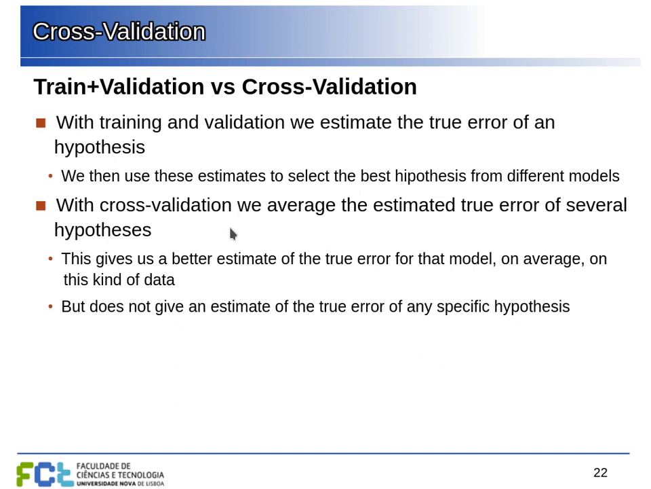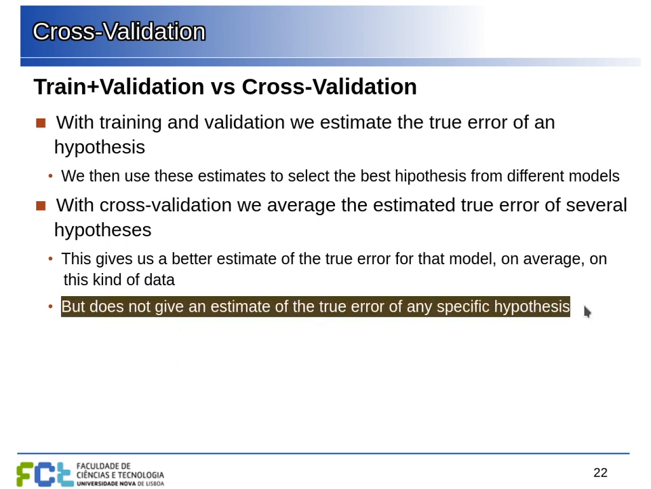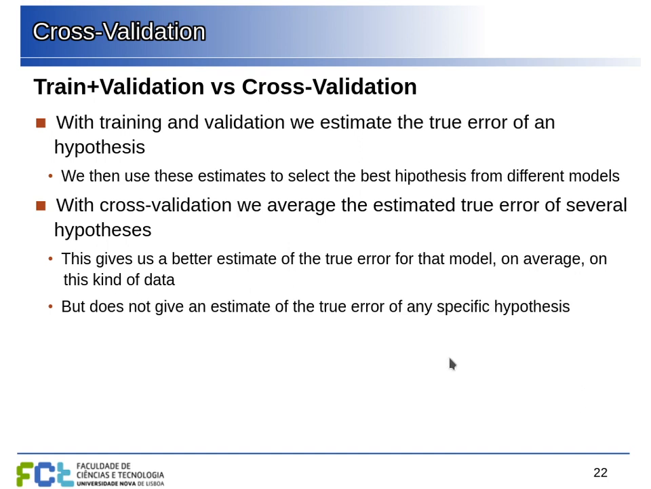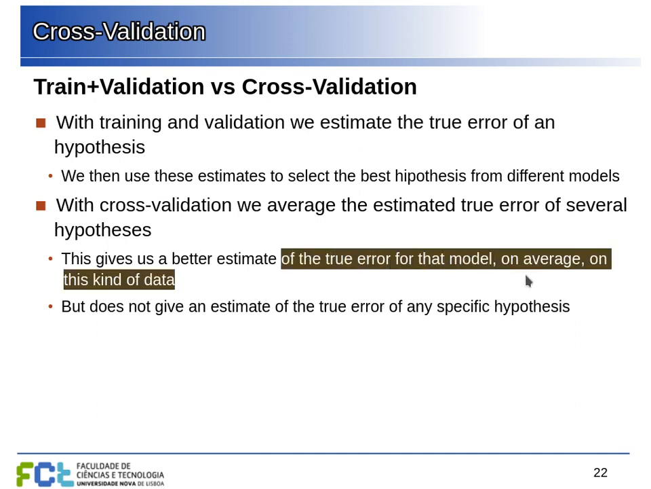So we are reducing the effect of that randomness for getting each sample. When we compute this average, we do not get an estimate of the true error of any specific hypothesis because we are averaging over different hypotheses, but we get an estimate of the true error for the model when it is trained on this kind of data.